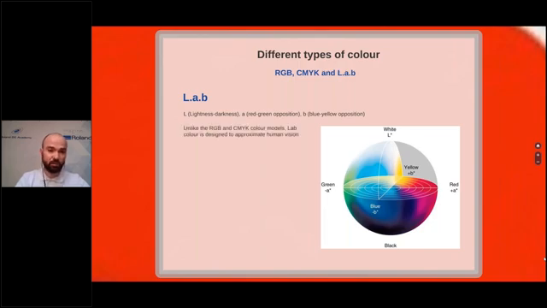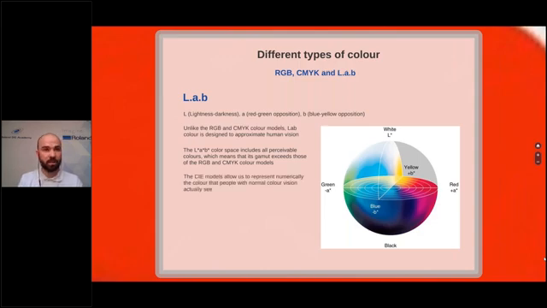Unlike the RGB and CMYK color models, the LAB color is designed to approximate human vision. So it was created to help us as humans to understand color in different ways, and especially in terms of color management when it comes to converting colors, as we'll talk about later. The LAB color space includes all perceivable colors, which means that its gamut exceeds those of RGB and CMYK. So LAB is the largest of the color spaces. If we had RGB and CMYK, they would fit within this color space.